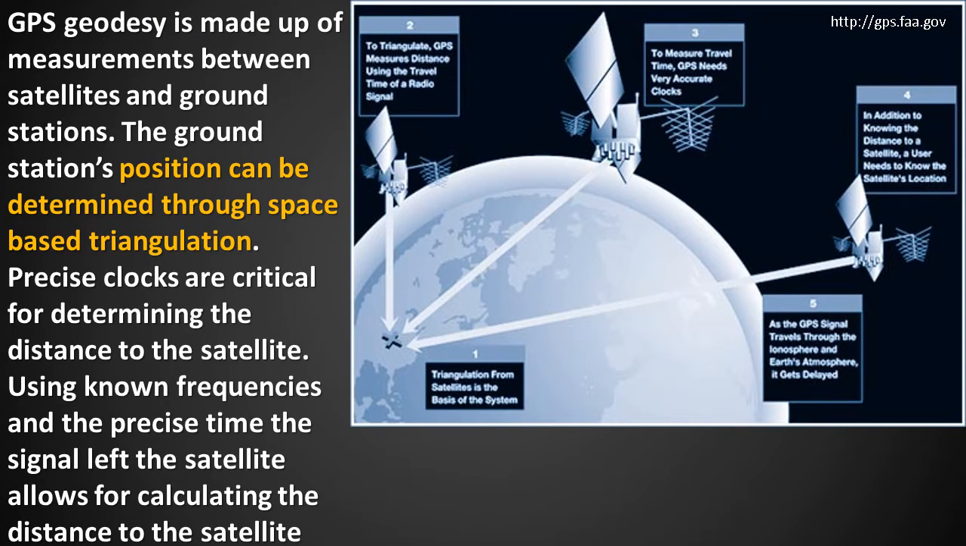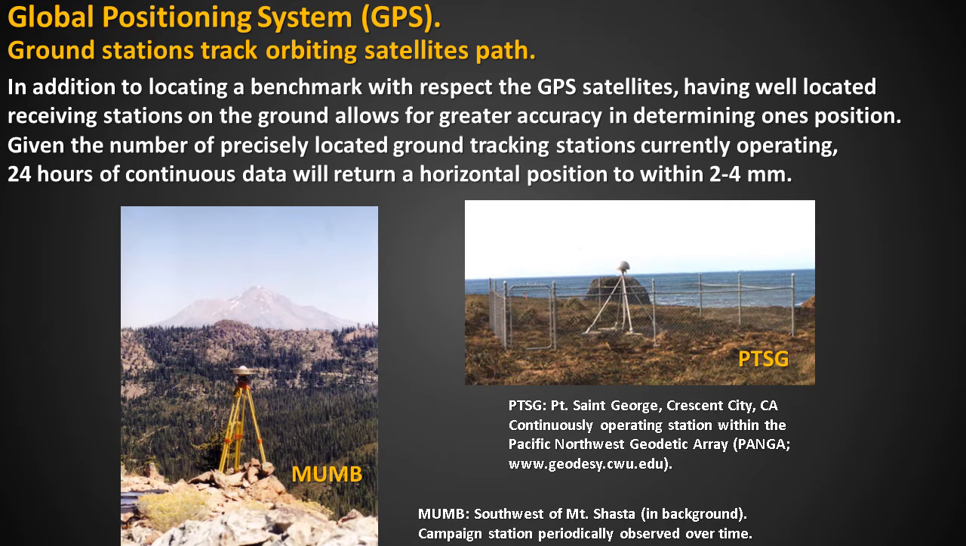GPS geodesy is made up of measurements between satellites and ground stations. The ground station's position can be determined through space-based triangulation. Precise clocks are critical for determining the distance to the satellite. Using known frequencies and the precise time the signal left the satellite allows for calculating the distance to the satellite from the ground.